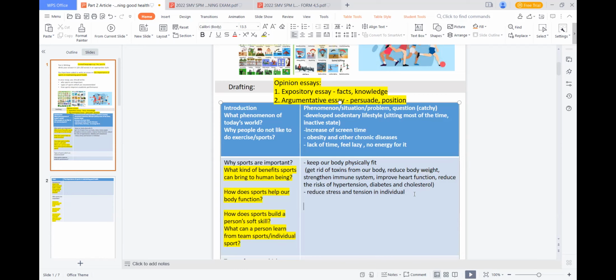So, how does sport help our body function? 已经 answer 了，是不是? 这边有吗? 这边是 help, how to help, do you think? So how about soft skill 这边? Soft skill 是, do you understand the meaning of soft skill? 技巧。技巧是不是?